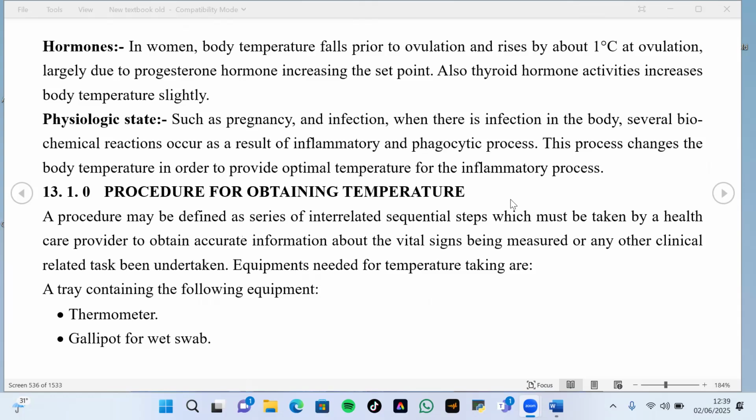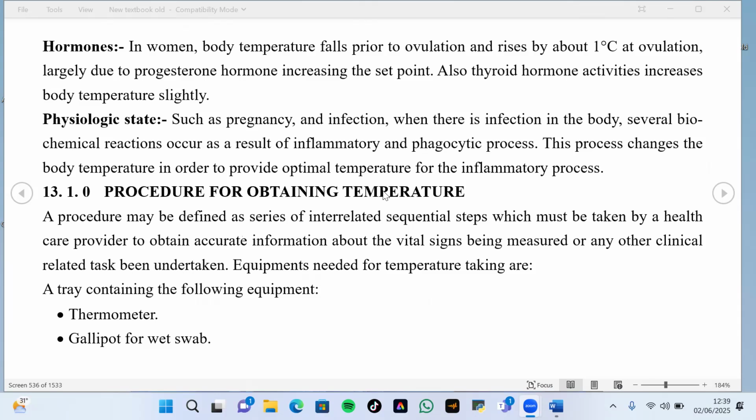Then finally, physiologic states. And when we talk about physiologic states, it has to do with either pregnancy or you're undergoing a particular infection. When there's infection in the body, it will trigger inflammatory response. And inflammatory response requires metabolic component. As such, the temperature of the person will increase. So these factors largely influence temperature and also largely influence pulse rate, respiratory rate, and sometimes blood pressure. So these are the factors too you're going to be seeing when we'll be discussing all these other vital signs. So when we get there, we will not spend our time actually explaining.